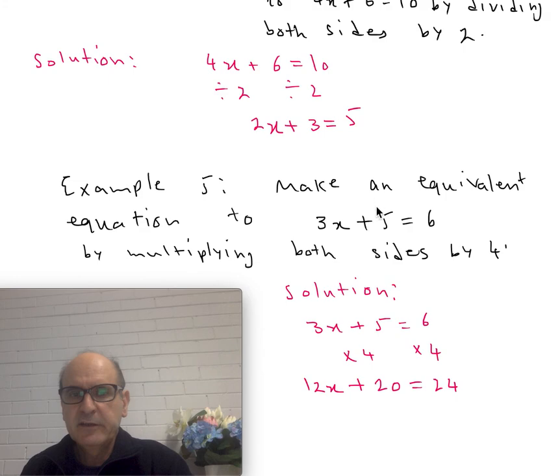As I said, another way of getting equivalent equations is to switch both sides. If they told me to get an equation equivalent to that by switching both sides, on the left-hand side I'm going to write 6, so it's going to be 6 equals the whole thing on the left goes to the right, equals 3x plus 5.